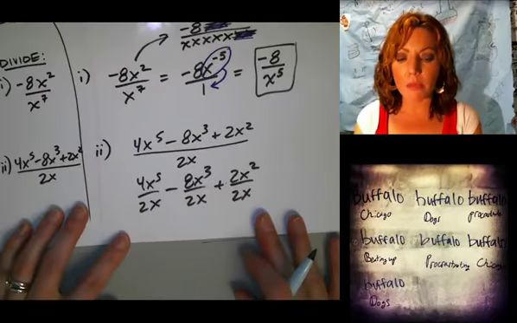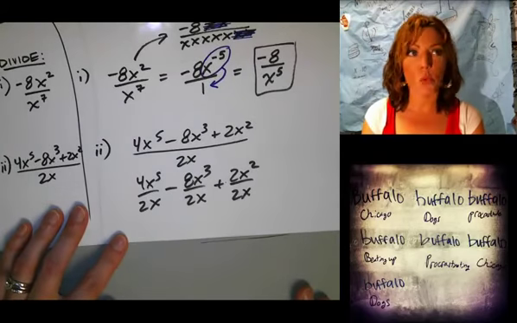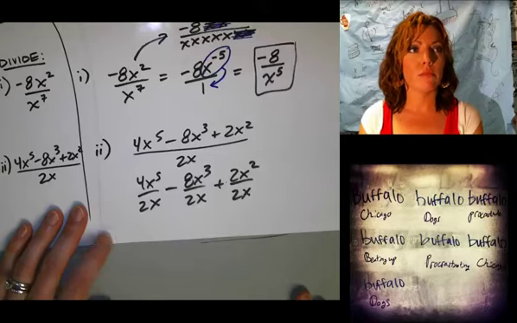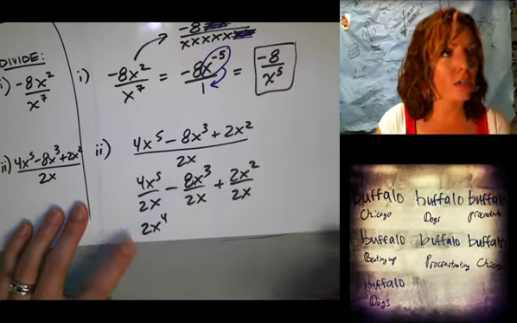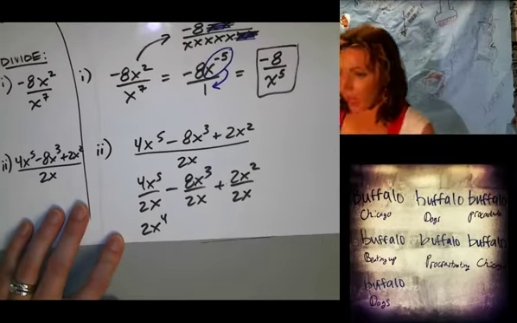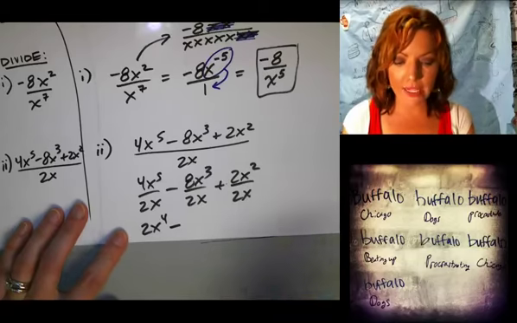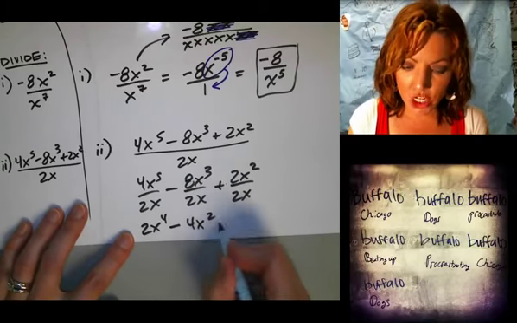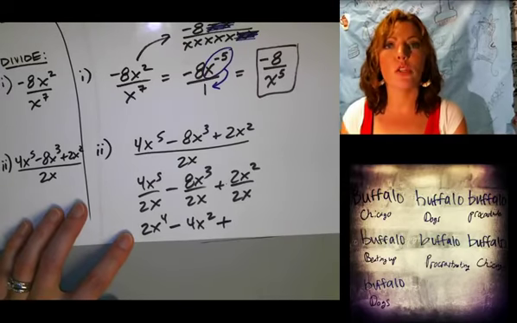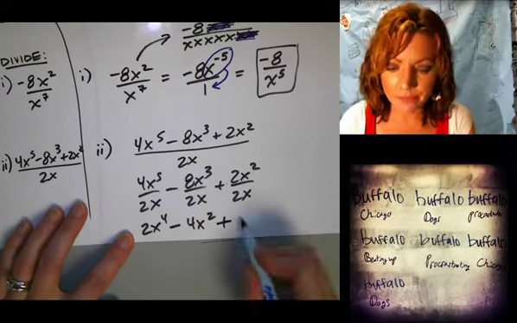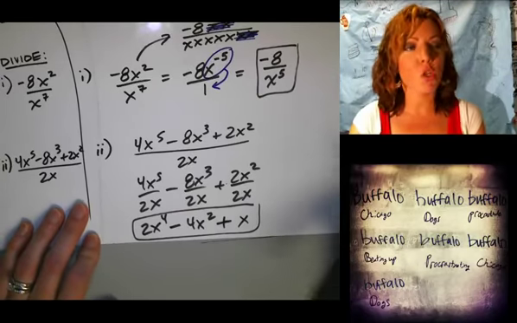So, somebody tell me what 4x to the 5th over 2x reduces to. Ashley R. Cool, everybody give it up for Ashley R. Okay, how about 8x cubed over 2x? What does that one reduce to? Chaz. Cool, everybody give it up for Chaz. Okay, the last one, 2x squared over 2x reduces to Sonia. Cool, everybody give it up for Sonia. And that is the end of that. Okay, questions on this?